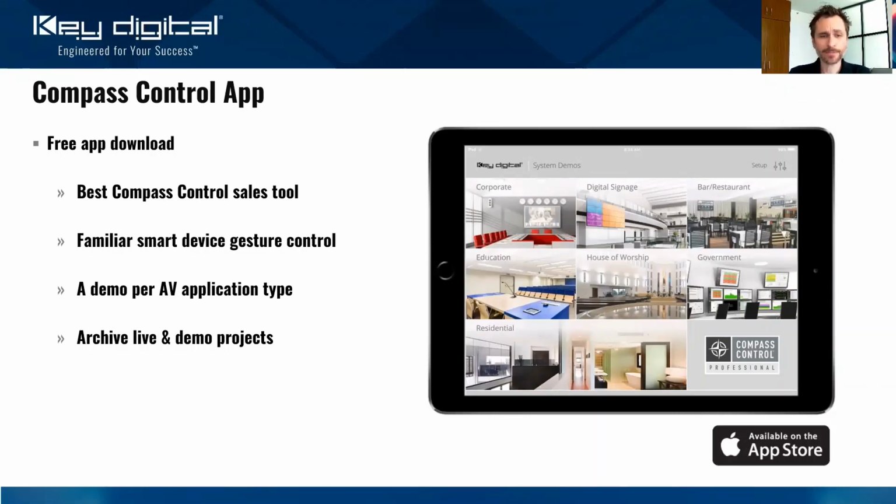Because it is an iOS app, the great thing is users are so accustomed to just flicking left or right or swiping or pulling their finger up and down, and you can do that in Compass Control. We give you the elements for that through your programming, through a list or a slider, for example. And you see these list of 6, 7 different applications. Well, it's not just a pretty graphic. You can press each of those. That's a button to enter a demo for that specific application type.